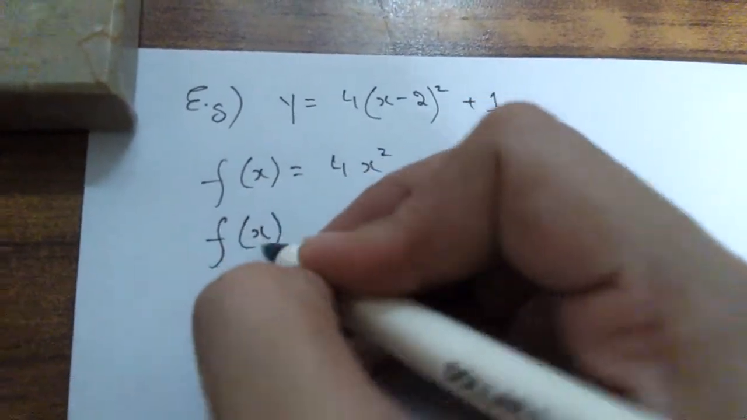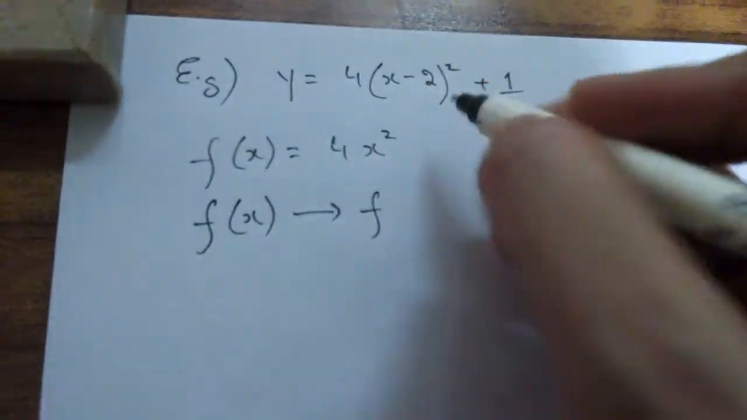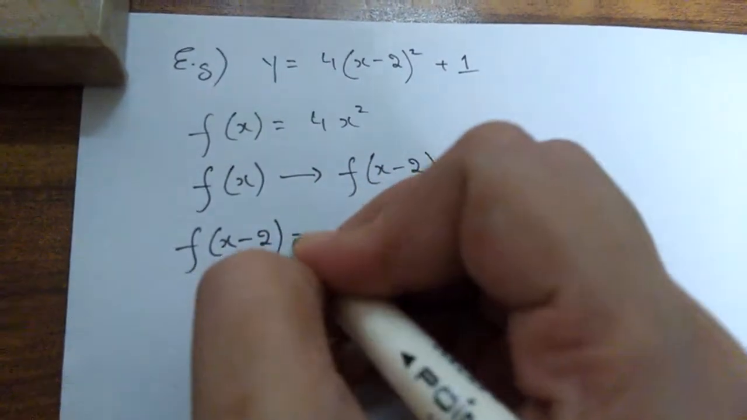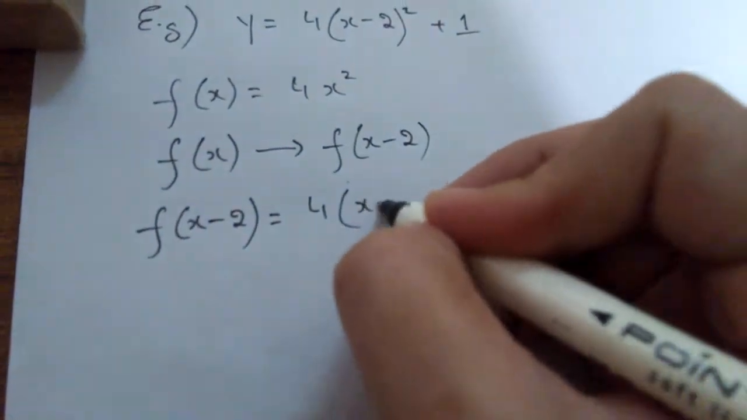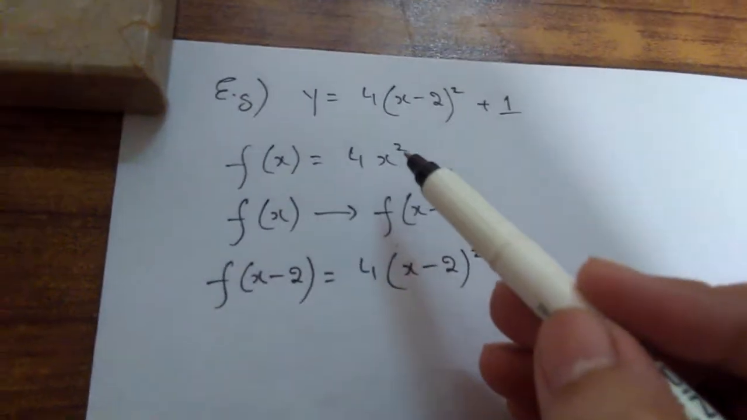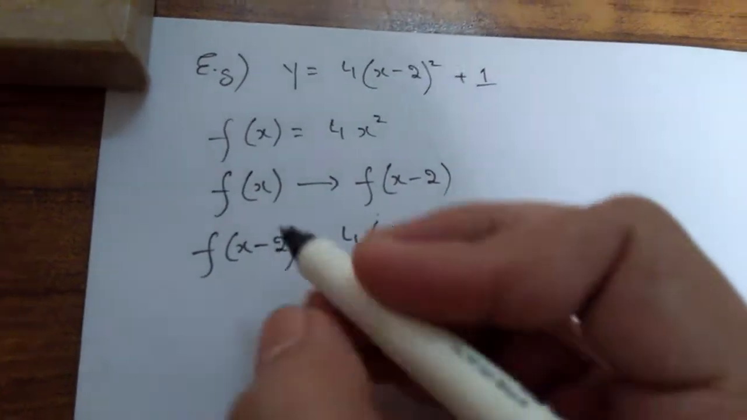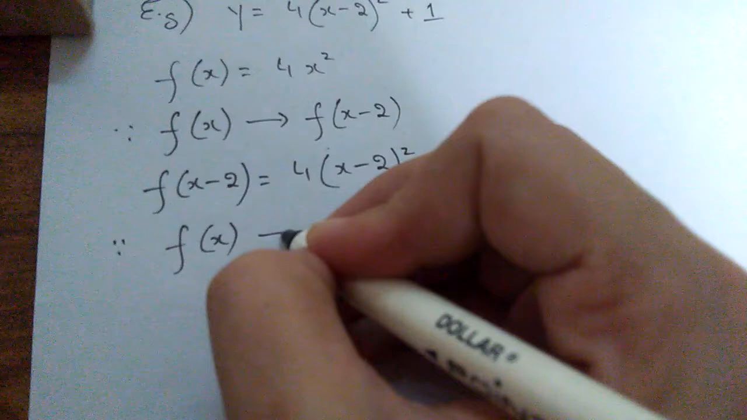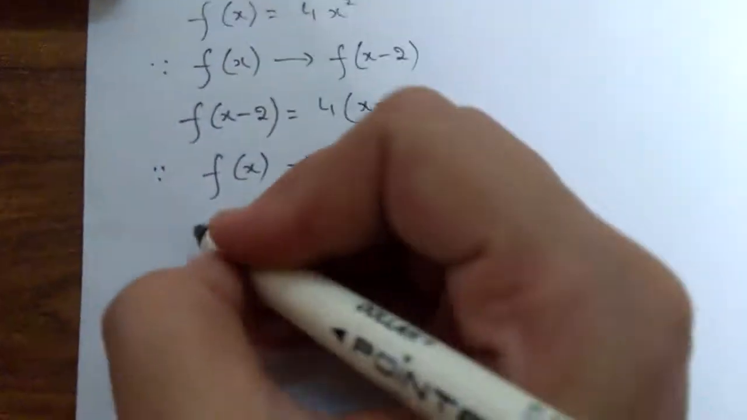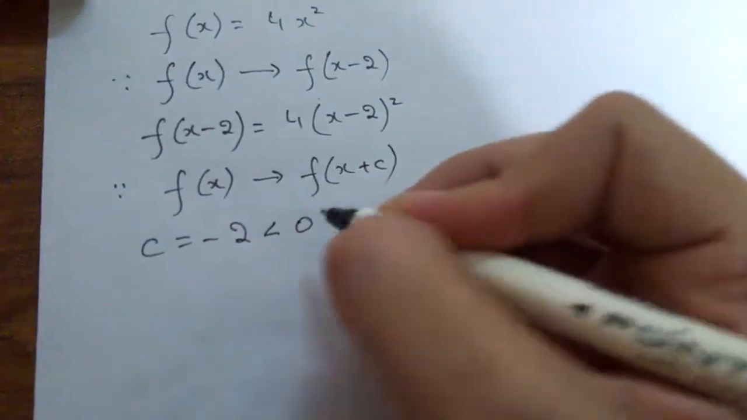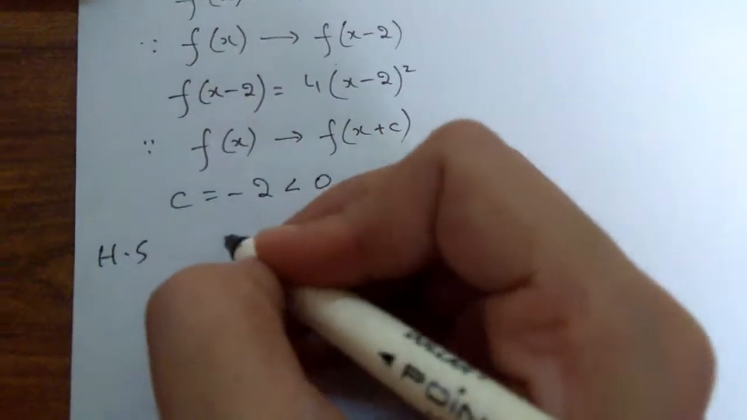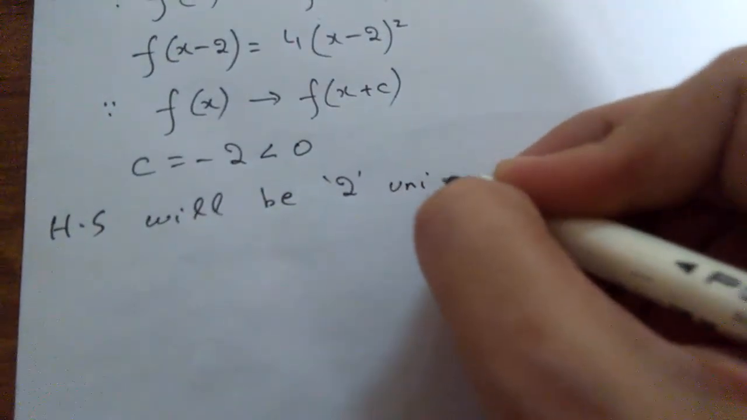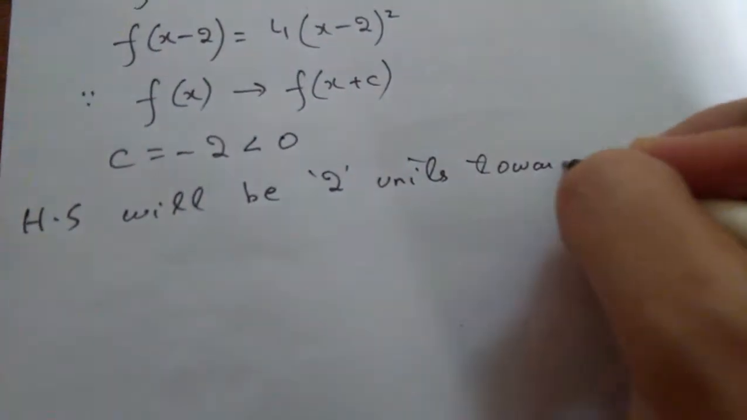If I transform my f of x into f of x minus 2, you can see that your f of x minus 2 is now going to be this. Wherever you find your x, you replace it with x minus 2. Once you compare this with your general form, you can see that your c is minus 2 here. It is less than 0. So the horizontal shift will be 2 units towards the right.